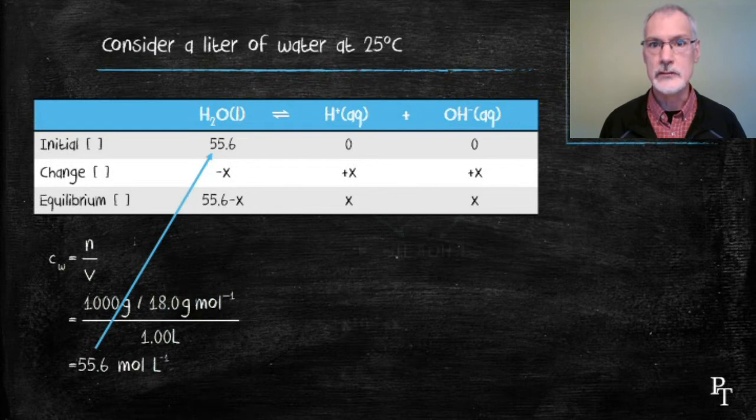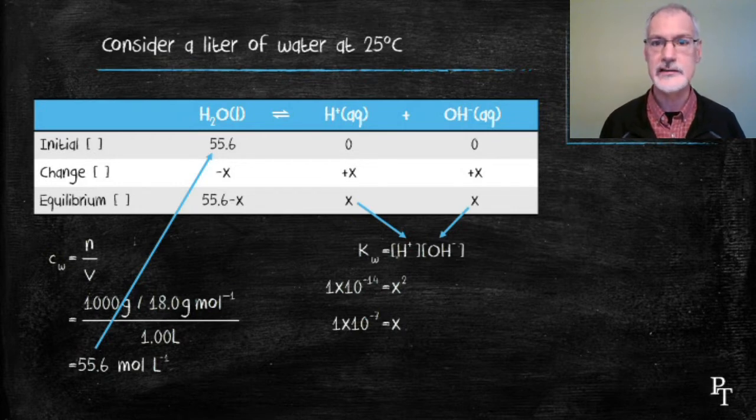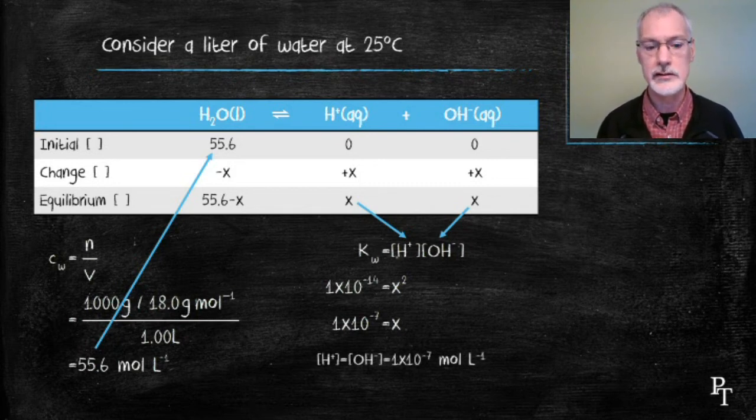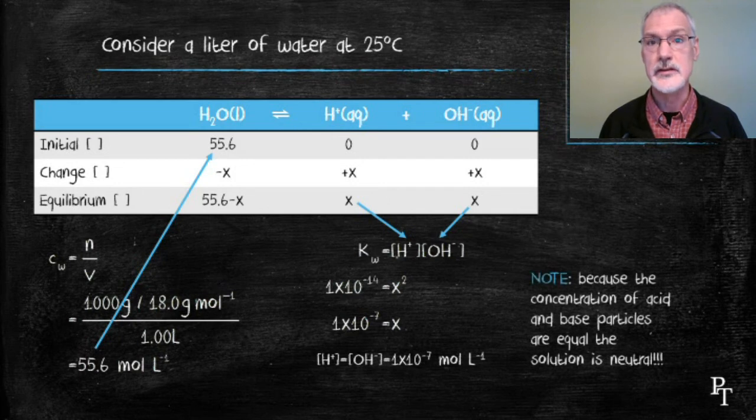Now I'm going to grab the equilibrium expression for water and substitute those values in. And again, I'm using 25 degrees Celsius, so I know the constant is 1 times 10 to the minus 14. Solving then for X, I get 1 times 10 to the minus 7. So that means the concentration of my acid particle and the concentration of my base particle are 1 times 10 to the minus 7 moles per liter. Essentially, they're both equal, and that's why water is neutral. It's because the number of acid and base particles present in water at 25 degrees Celsius is essentially equal, and that's what makes water neutral.